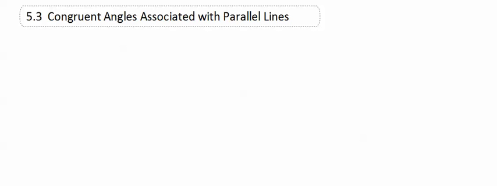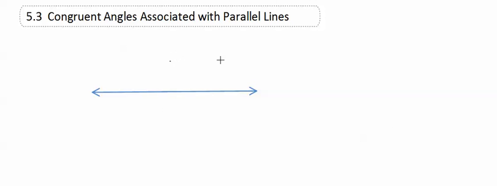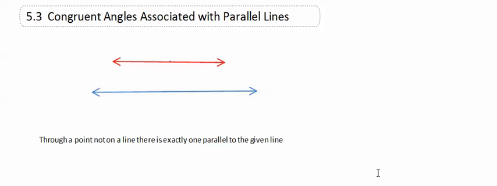Let's say that I have a line, and then I simply have a point off of the line. If you think about it, there's only one line that can go through this point but still be parallel to the blue line. So that's what the first postulate says: through a point not on a line, there is exactly one parallel line to that given line.